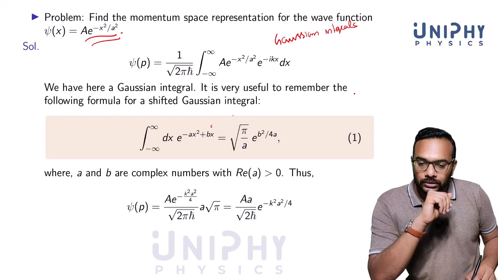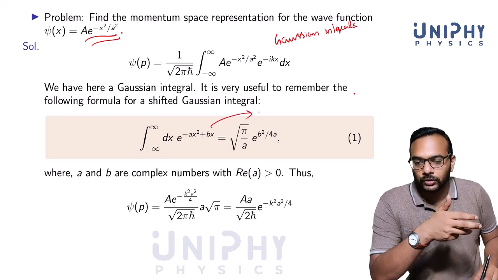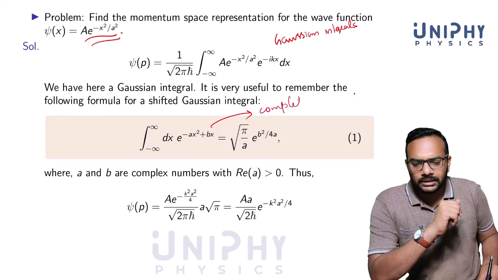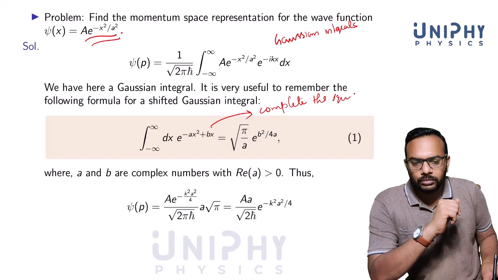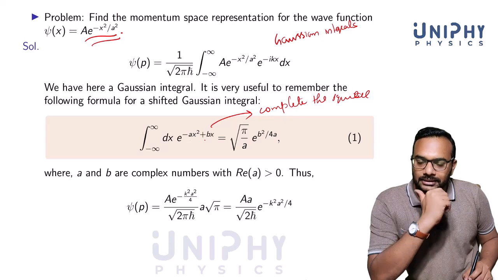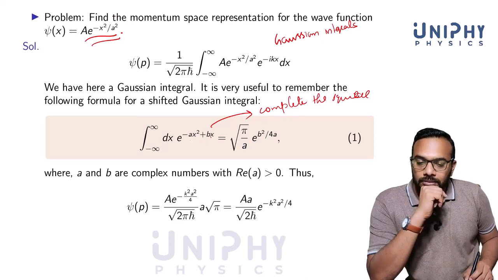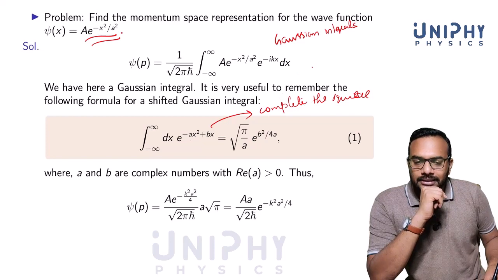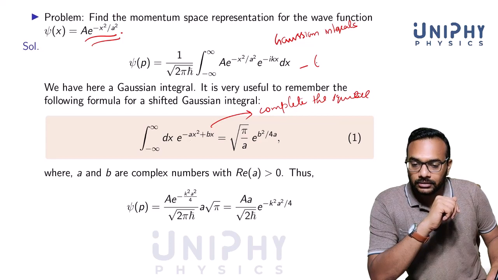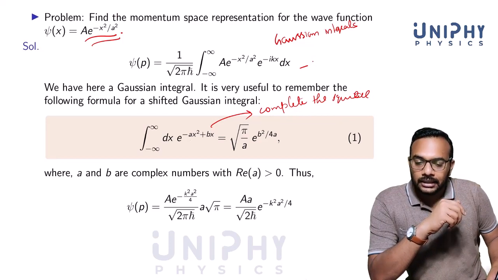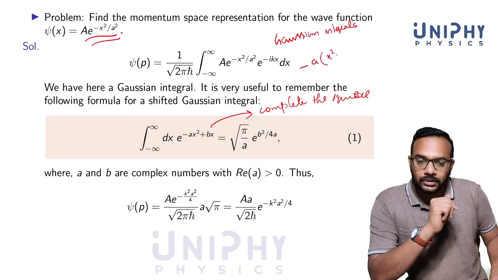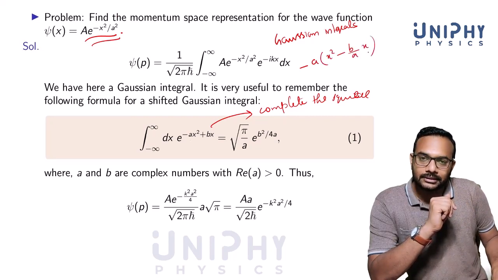So if you have such integrals, and if you don't know the formula, the right thing to do is you complete the square. What do we mean by completing the square? This is minus ax square plus bx. You can pull the minus a outside, and then it's x square minus b by a x.